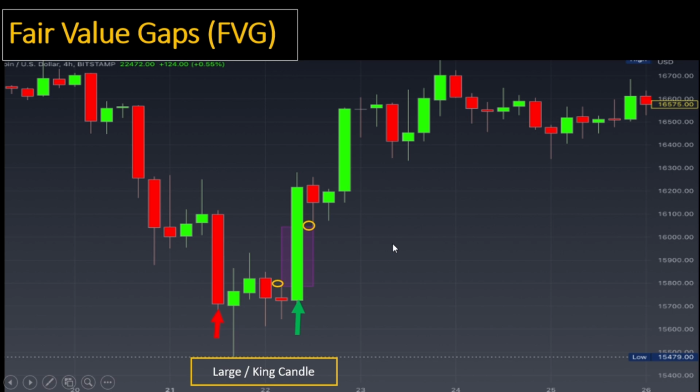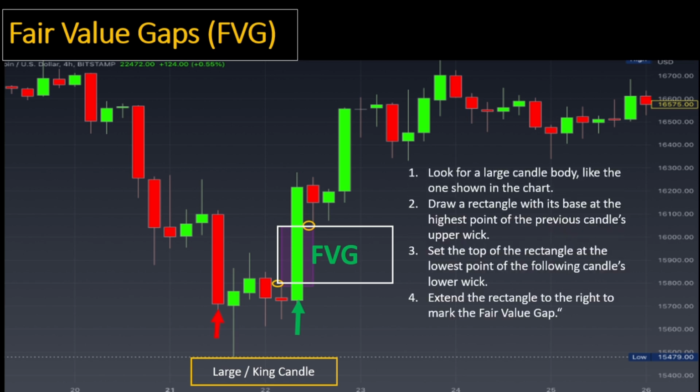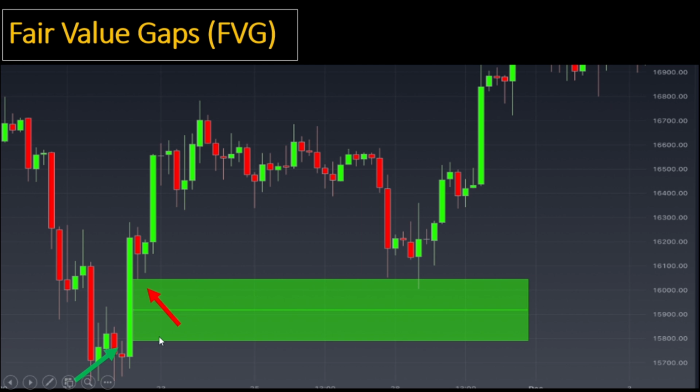2. Draw a rectangle with its base at the highest point of the previous candle's upper wick. 3. Set the top of the rectangle at the lowest point of the following candle's lower wick. 4. Extend the rectangle to the right to mark the fair value gap. Here's how it looks when we draw the rectangle. The area within this rectangle is our fair value gap.